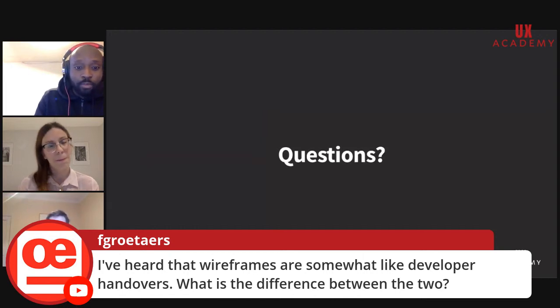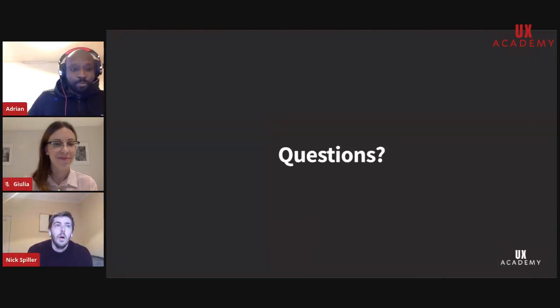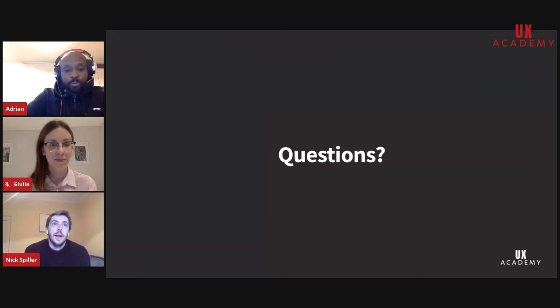I've heard that wireframes are somewhat like developer handovers. What is the difference between the two? I think one of you could probably take this because it's both. Yeah, I could definitely jump into this. Wireframes are essentially, if you imagine a page and you put all of the content that you want to display on it for an individual page, that's what a wireframe is. It's a guide for the content that you want to have on the page.